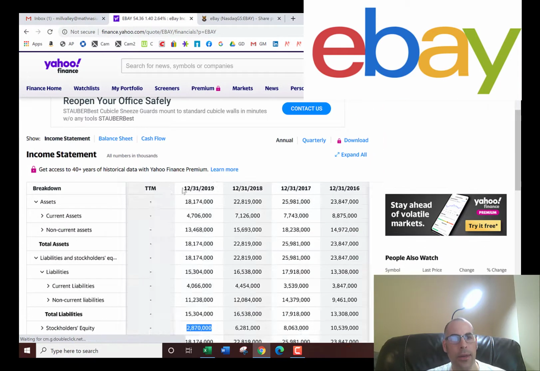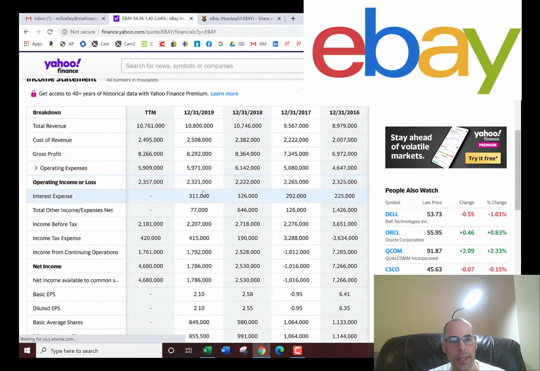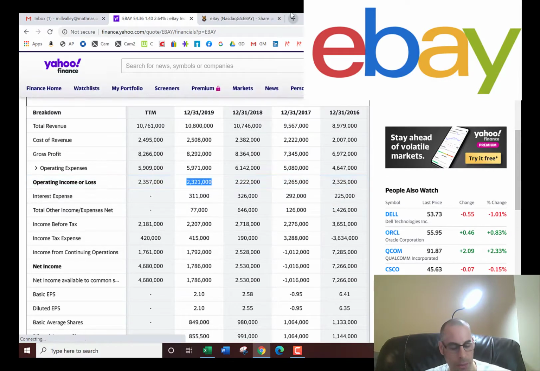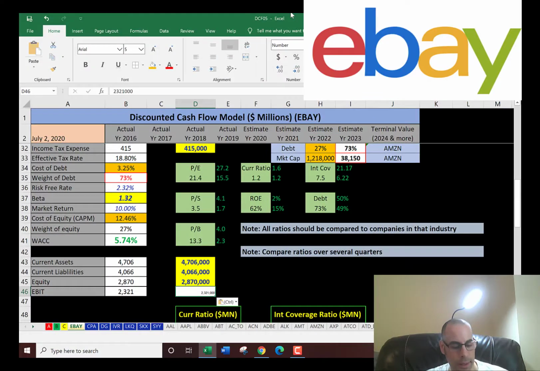We also need their EBIT, earnings before interest and taxes. On the income statement, they call that operating income, and that's $2.3 billion. So that's how much money the company makes on its operational business, but before they pay interest on their debt and before they pay their taxes.